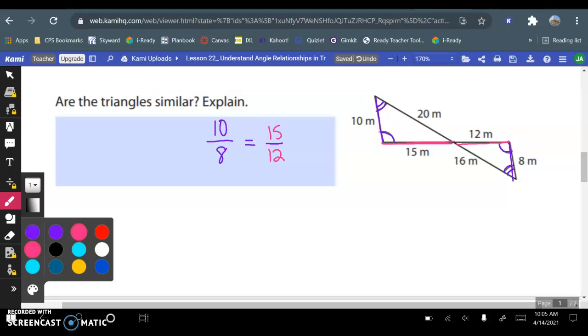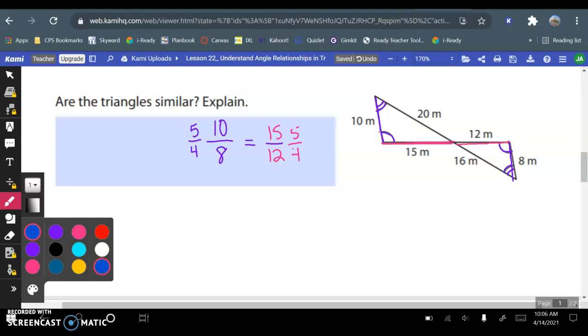Notice I put the larger triangle on the top, the smaller on the bottom. You could have flipped them around, but they have to match up. So you could have had 8 over 10 and 12 over 15. It's still the same thing. We just have to see if these are equal to each other. So 10 over 8, I can cut those in half. 10 over 8 is 5 over 4. And then 15 over 12, I can reduce both of them by 3. They would reduce to 5 over 4. So they reduce to the same thing.